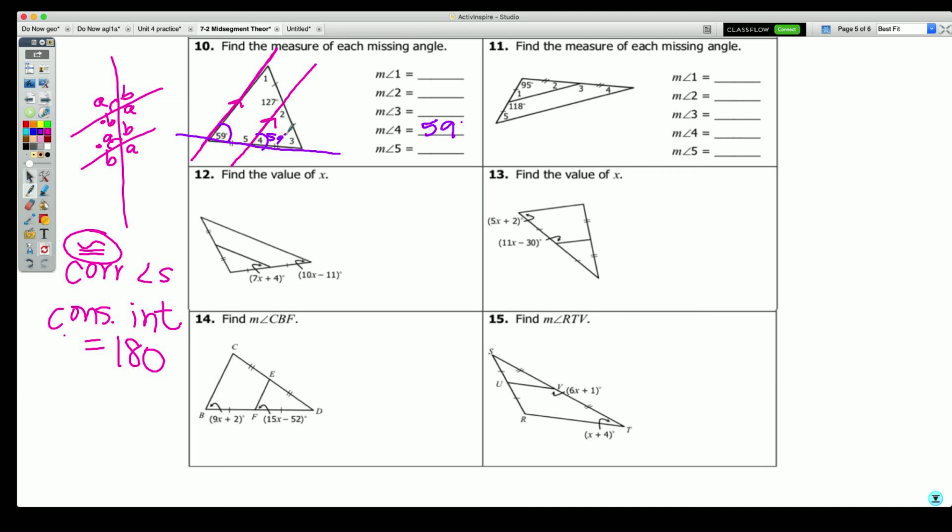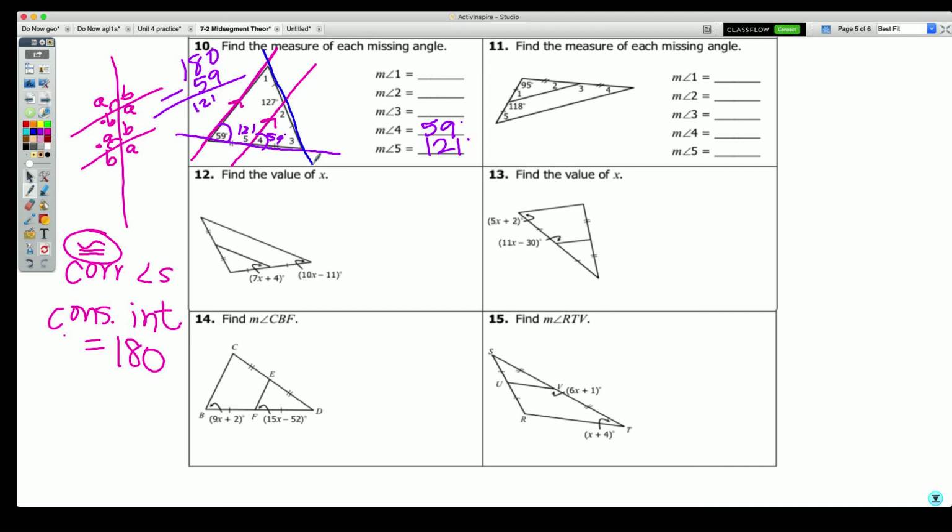What's the only other option? Subtract it from 180. So we're going to do 180 minus 59 to find my leftover, which is 121. So that is my obtuse angle at angle 5. That's a linear pair right there, and those are also consecutive interior. So either way, angle 5 is 121 degrees. Okay, that's all that I know on that side, so let's move to my other transversal.